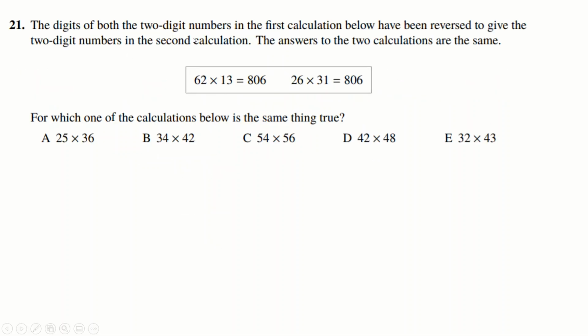Okay, 2 digits of both two numbers in the first calculation are swapped, and you make the same answer. So this is swapped and this is swapped, but you get the same answer miraculously. Which of these do the same thing? Again, you've got the answers, you just test them. So I worked out this times this is this, and I did that because timesing by 25 is actually kind of easy. You just times by 100 and then divide by 4.